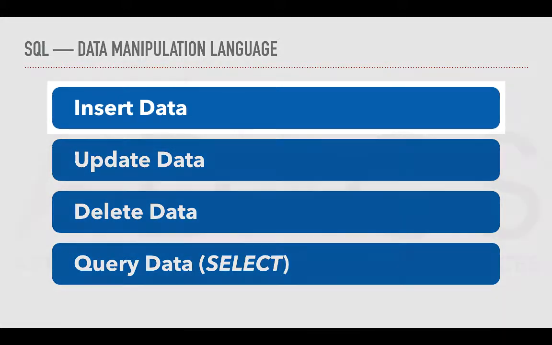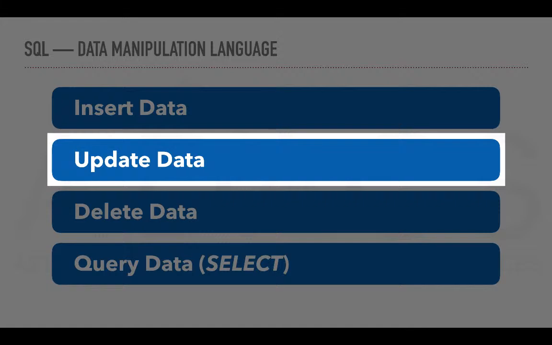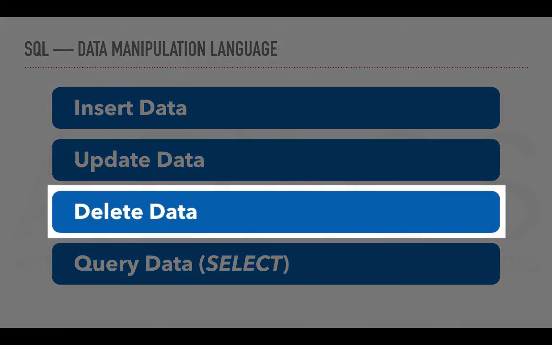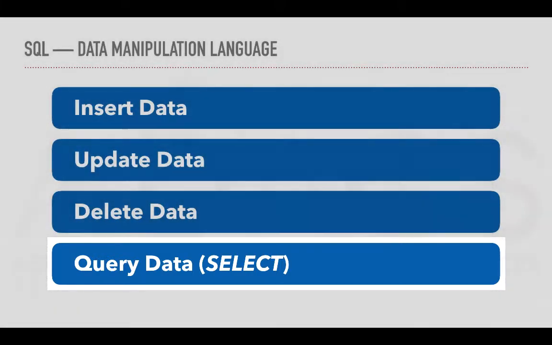These include insert data to add data to one or more tables, update data to modify the content of one or more rows in the database, delete data to remove information from the database, and finally query data to retrieve information from one or more tables. Let's have a closer look at each of them.